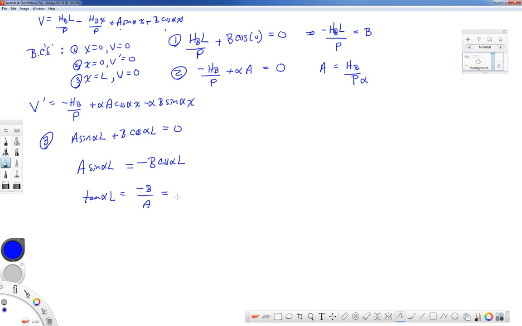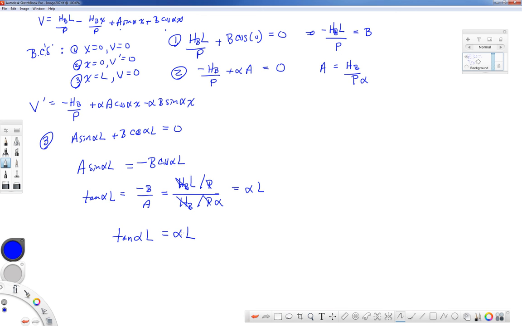Let's see what we've got. We know what B is. Now the negative signs will cancel out. We have HB times L over P, and for A, we have HB divided by P and alpha. Now the HB's and the P's will cancel out, and the alpha will flip up to the top. And so we get kind of an interesting looking equation right now. We get tangent alpha L is equal to alpha L. The tangent of some number is exactly equal to some number.